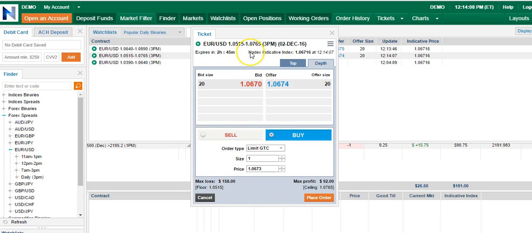Now our max profit, if this went all the way up to 1.0800, we would not get all the profit all the way to 108. We would only make it up to 107.65. So in that case, about 92 pips is our max profit. And our max loss again is 158. Now again, if you change size, if you want to do 2 contracts, 10 contracts, etc., it's going to change your max loss and max profit and so forth.